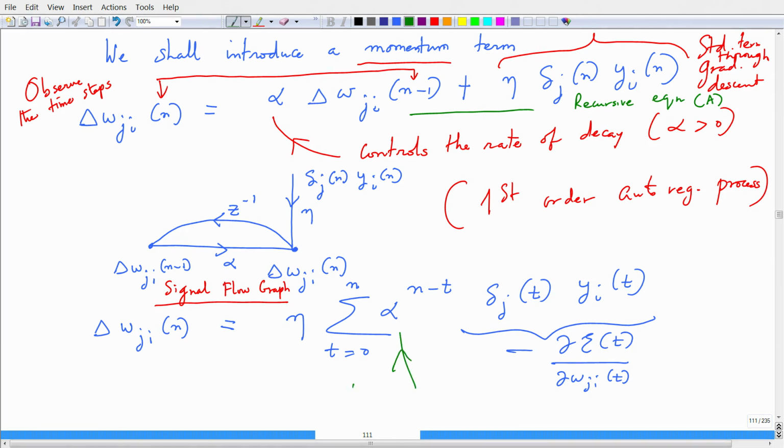These are powers of a decaying exponential, right. When n minus t is 0, it is 1, and if n minus t is large, then it basically is close to 0, right, and this sort of controls how much influence delta j and yi will have on the synaptic weight at time instant n. Okay. So, this is sort of straightforward.